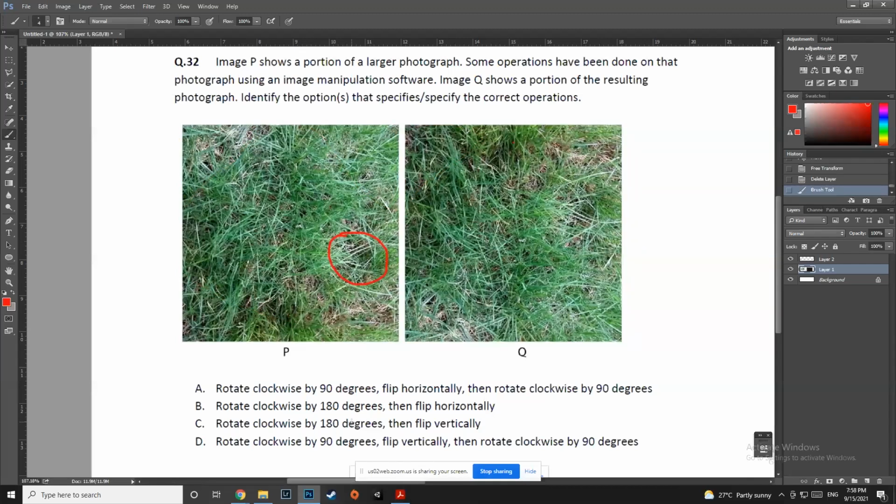So let us try option D now. Rotate it clockwise 90 degrees. So it should come somewhere here. Flip it vertically. It should come somewhere here. Rotate it again clockwise 90 degrees. It should be here in our image. And we can see that this option is here, which is exactly where it should be. Right? Convinced, all of you?